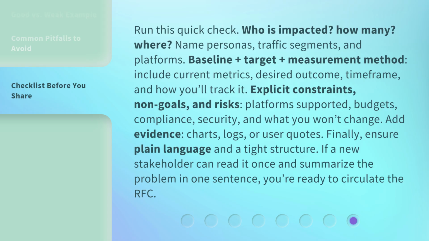Add evidence, charts, logs, or user quotes. Finally, ensure plain language and a tight structure. If a new stakeholder can read it once and summarize the problem in one sentence, you're ready to circulate the RFC.